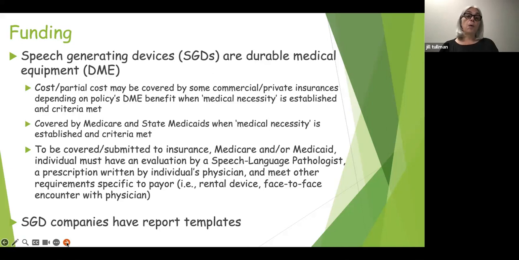Colorado Medicaid requires a face-to-face encounter with the physician where the individual and their family go in and meet with the doctor to discuss what is being recommended and why. And the doctor has to not only provide a prescription, but document in their office visit notes that the device was discussed. Now, the communication device companies do have report templates for speech therapists to use to help assist them in recommending and submitting to insurances for these devices for their clients.